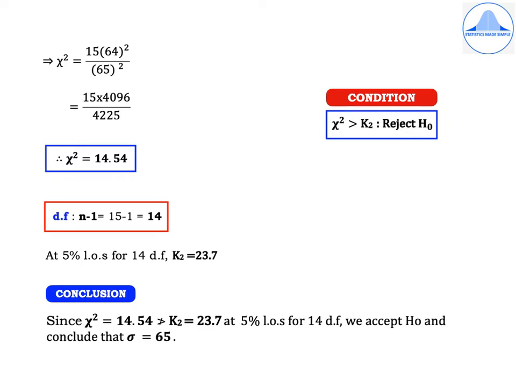So now let us write the conclusion. So you have to compare the chi-squared value with the K2 value. So since chi-square is equal to 14.54 and this is not greater than K2 equal to 23.7, at 5% level of significance for 14 degrees of freedom, we accept H naught and we conclude that sigma is equal to 65.